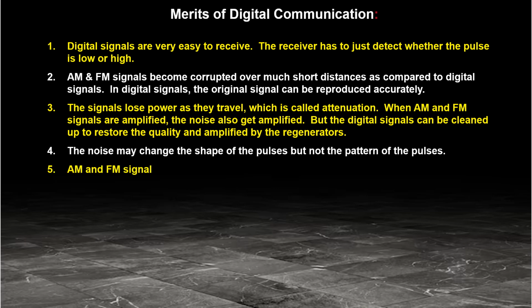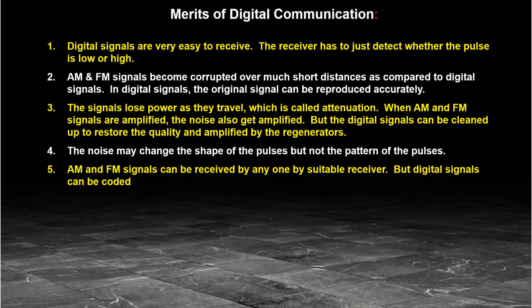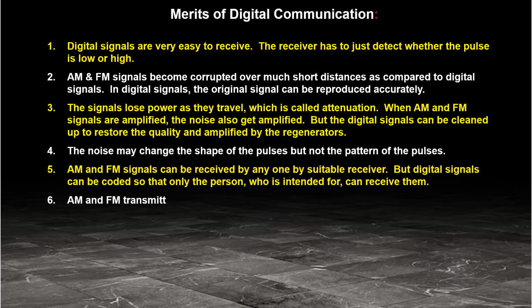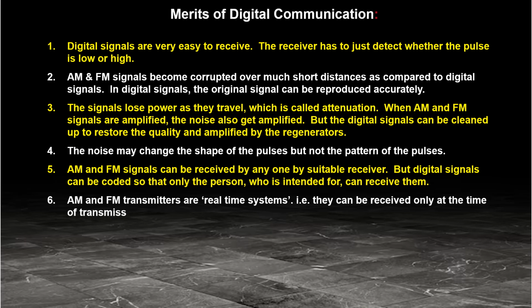AM and FM signals can be received by anyone with a suitable receiver. But digital signals can be coded so that only the person who is intended for can receive them. AM and FM transmitters are real-time systems, i.e., they can be received only at the time of transmission. But digital signals can be stored at the receiving end.